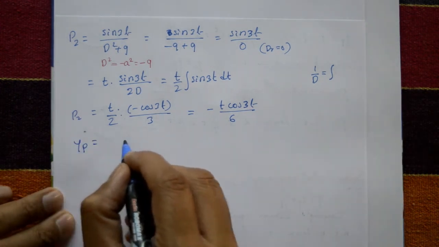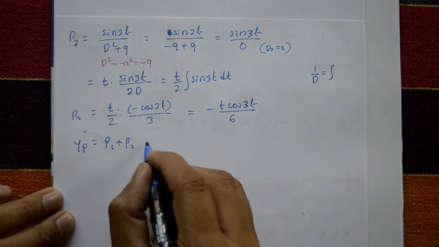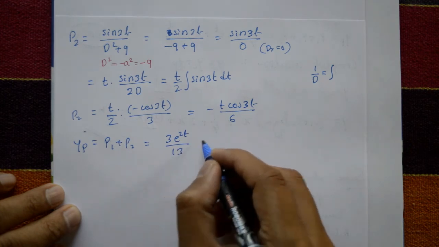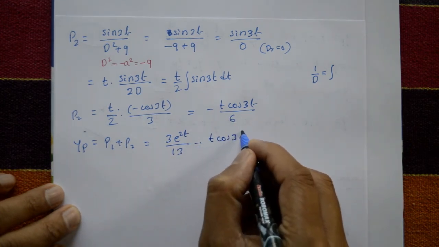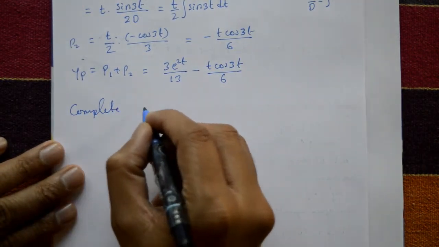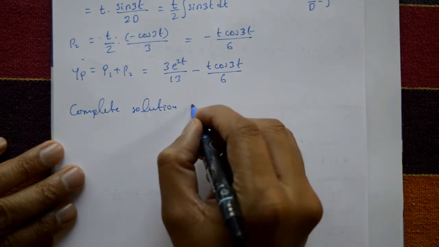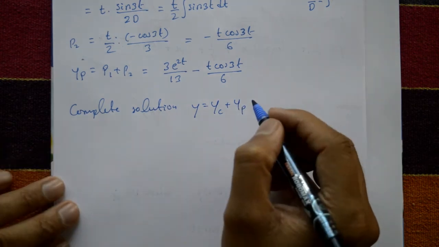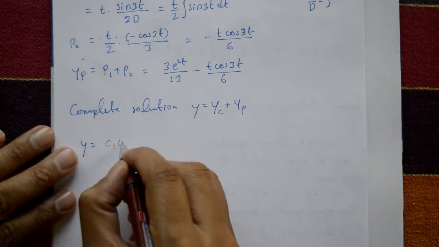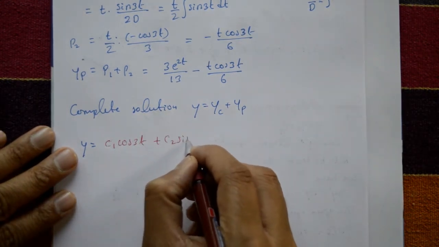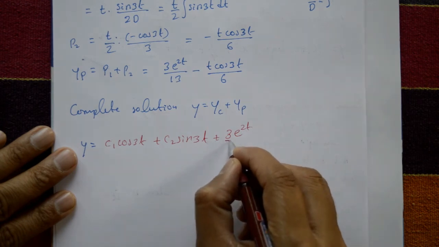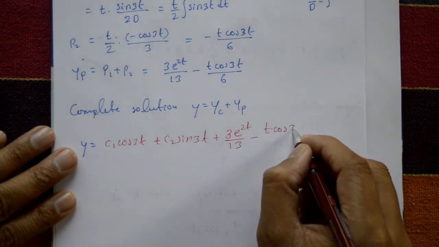Now the complete particular integral is P1 plus P2: 3 into e raised to 2t divided by 13, minus t into cos 3t divided by 6. The complete solution is y equals complementary function plus particular integral, so y equals c1 cos 3t plus c2 sin 3t plus 3 into e raised to 2t divided by 13 minus t into cos 3t divided by 6.